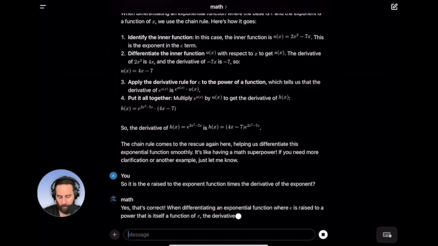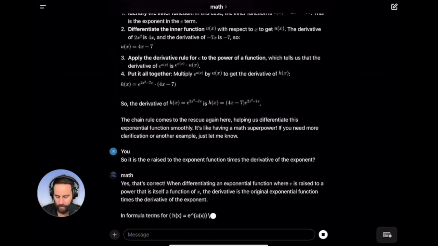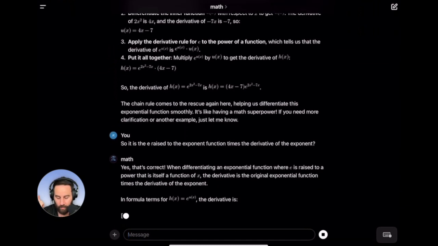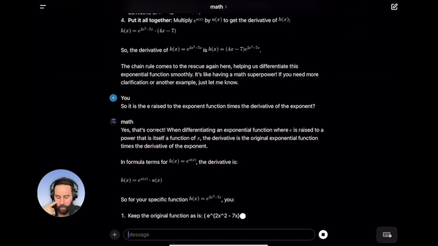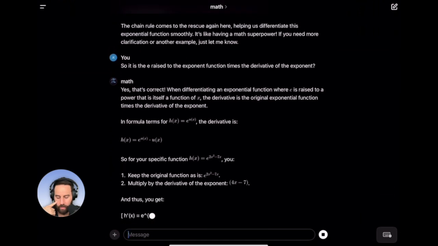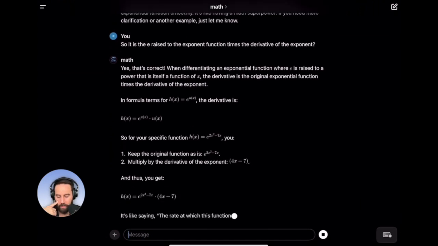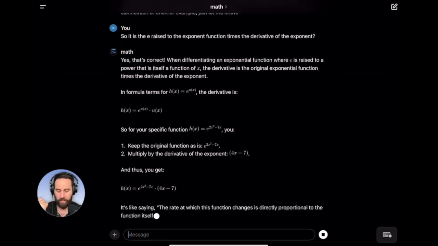Yes, that is correct. When differentiating an exponential function where e is raised to the power that is a function of x, the derivative is the exponential function times the derivative of the exponent. In the formula terms, the derivative is that. To keep your specific function h of x.